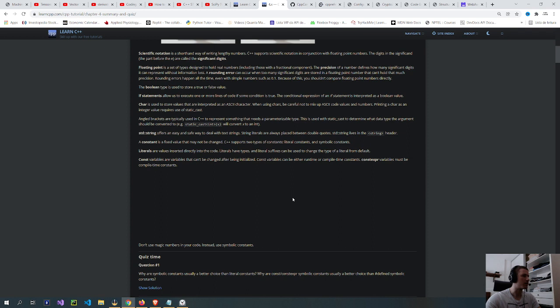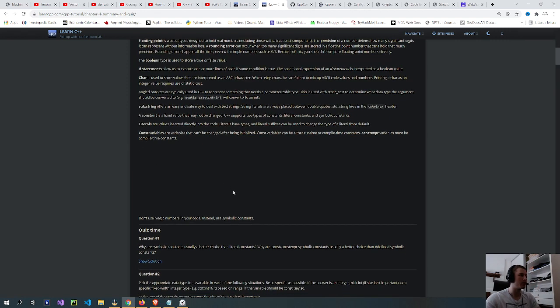Angled brackets are typically used in C++ to represent something that needs a parameterizable type. This is used with static_cast to determine what data type the argument should be converted to. Convert x to an int. std::string offers an easy and safe way to deal with text strings. String literals are always placed between double quotes. std::string lives in the string header.